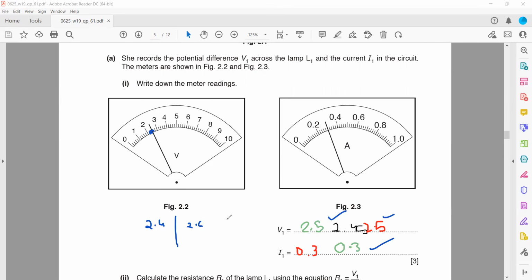If one of the markers was 2.4 and another marker was 2.5, then between them would be 2.45. But as you can see, each line is representing 0.2, as there are 5 lines from 0 to 1. So between 2.4 and 2.6, there will be 2.5.